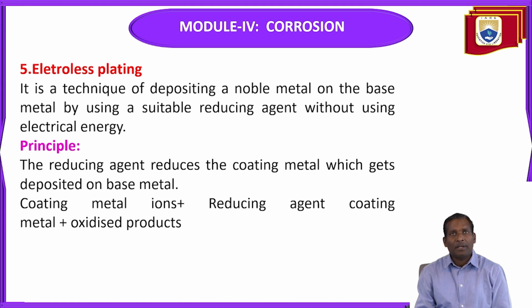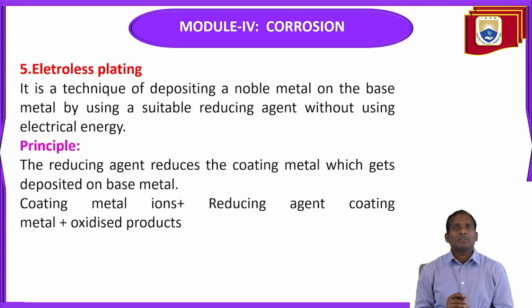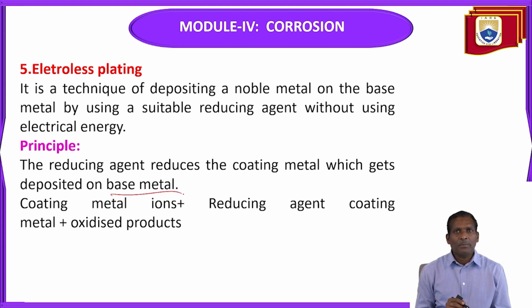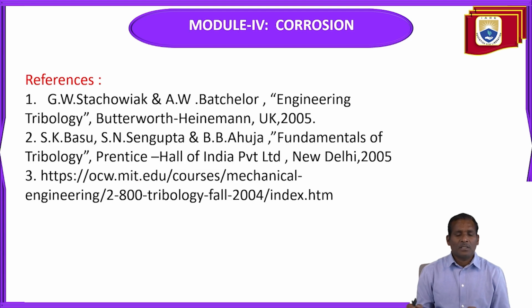Next, electroless plating. It is a technique of depositing a noble metal on the base metal by using a suitable reducing agent without using electrical energy. See this, no need of electrical energy. The principle is that the reducing agent reduces the coating metal, which gets deposited on the base metal. So coating metal ions plus reducing agent give coating metal plus oxidation products. So these are the references I have taken.